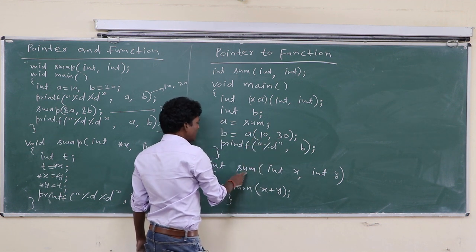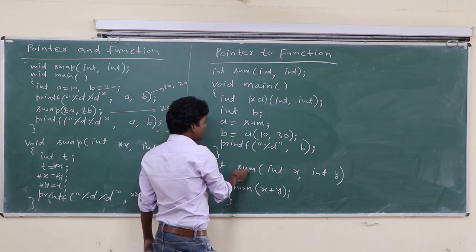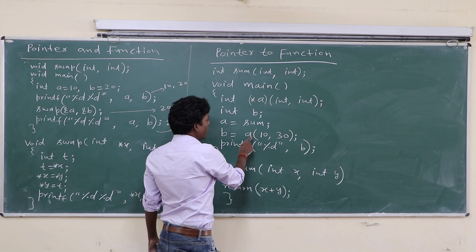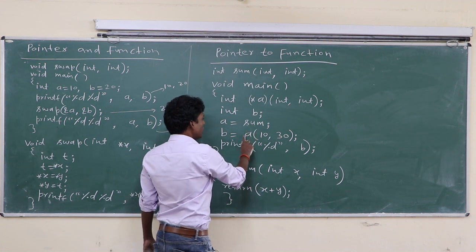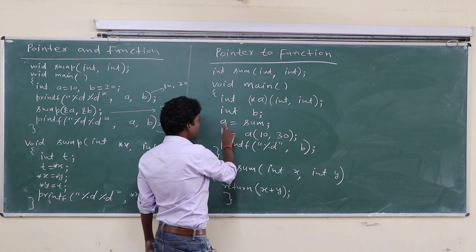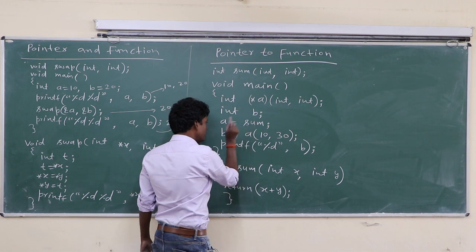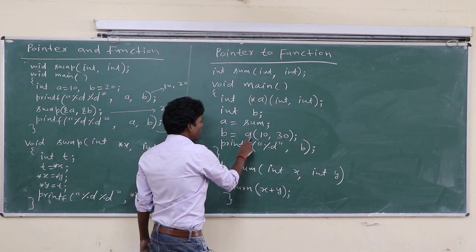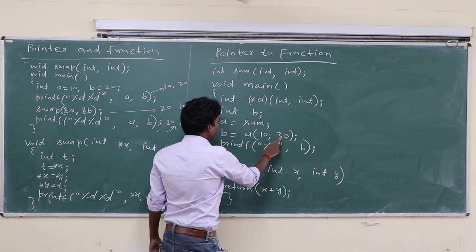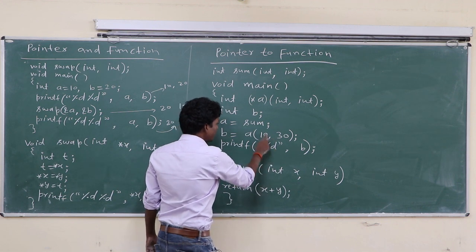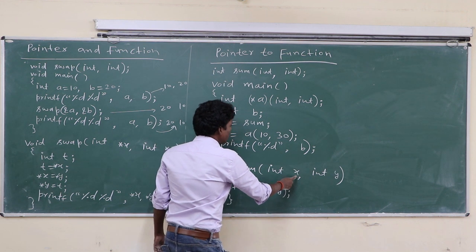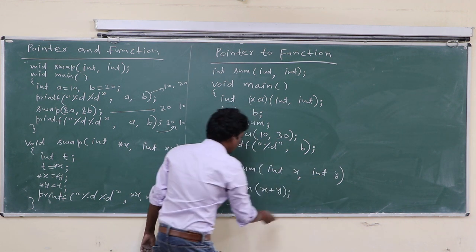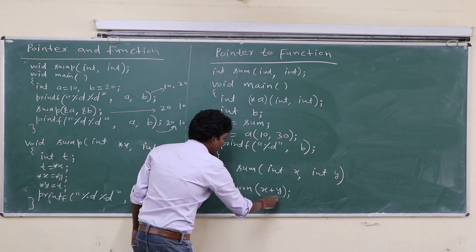So this function is called through pointer to function a, because a has the address of this sum function. So by using this we can call, because a has the address of function sum. So a with 10 comma 30 is supplied, and these values are received in parameters x comma y. x received 10, y received 30, and 10 plus 30 is 40.